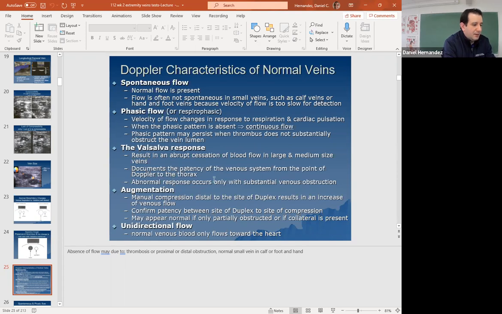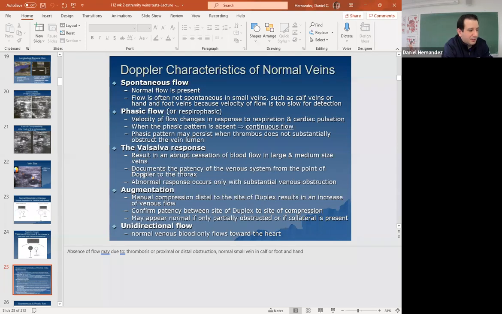An abnormal response occurs only with substantial venous obstruction. So what that means is if we don't get that Valsalva response, it's a result of having an occlusive thrombus or an occlusive or a substantial venous obstruction.